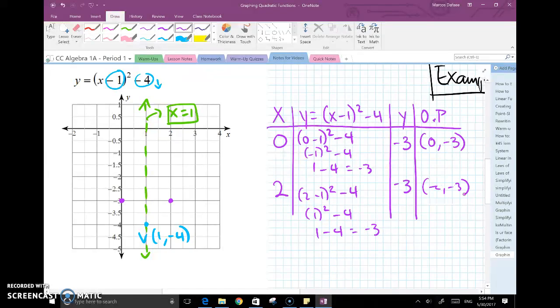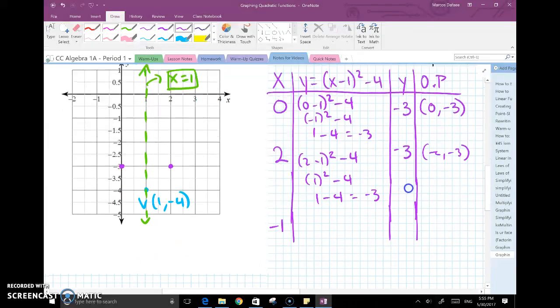Now, some people would say, you know what, you should get more points, and I would have to agree with them. So I'm going to go for one more, just because I like to get a nice smooth curve, and I don't like to guess where things are going. So let's choose -1. Take away 1 squared minus 4, which would be -2 squared minus 4. That would be 4 minus 4, which is 0. So what I just found is an x-intercept. So -1, 0 would be right there.